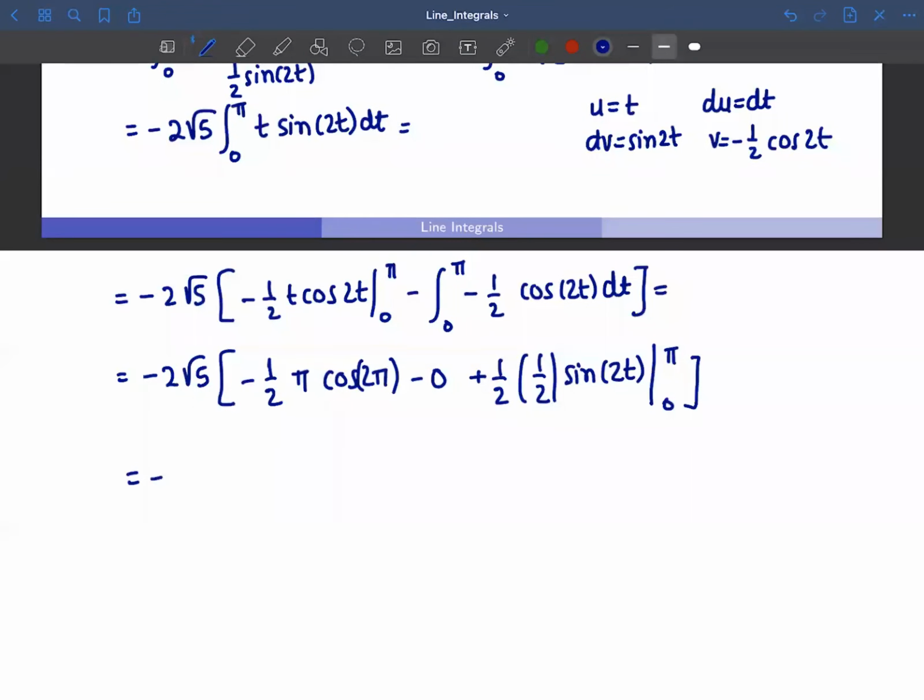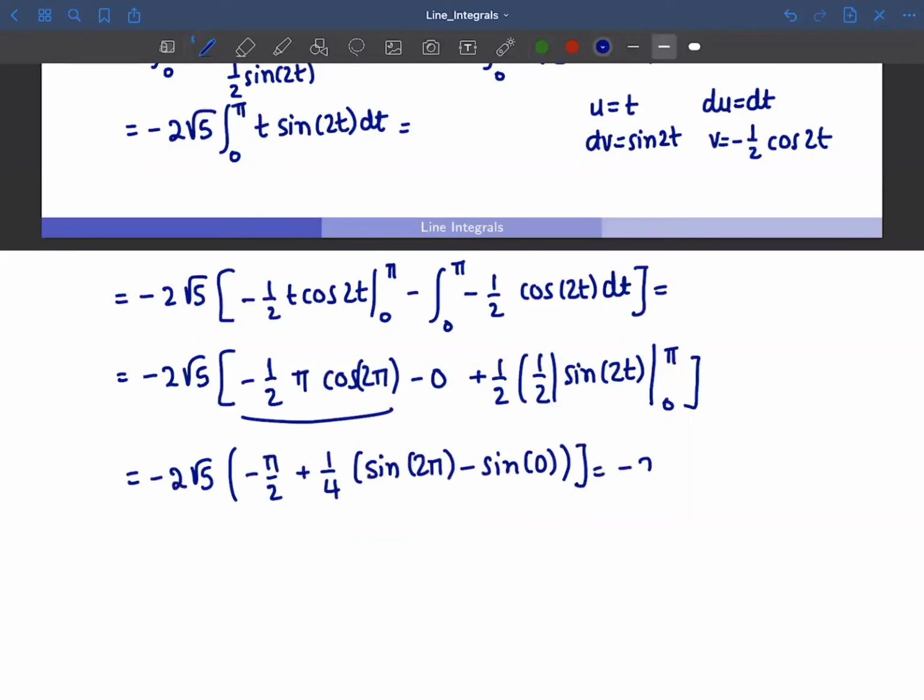So we have negative 2 square root of 5. From here, we get negative pi over 2, and then we have a plus one fourth, and we evaluate the sine 2t, so we have sine of 2 pi minus sine of 0. That gives us negative 2 square root of 5, and sine of 2 pi and sine of 0 are equal to 0. So we have a negative pi over 2 that remains. That gives us that this is equal to the square root of 5 times pi.